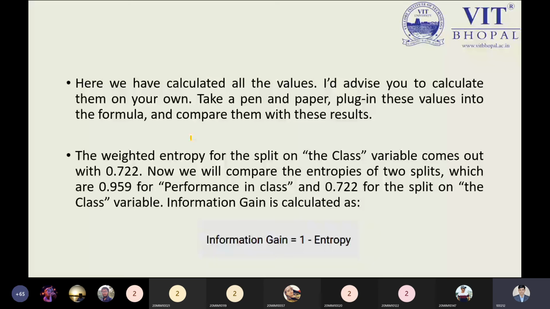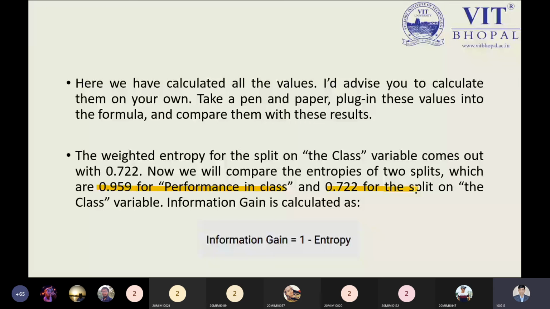Now, what is written over here? The weighted entropy for the split on the class variable comes out as 0.722. Now we will compare the entropy of these two splits, which is 0.959 for the performance in the class. You can easily check. This one we have already calculated, and this one we have seen. So the entropy we are getting is 0.722. Information gain is calculated as 1 minus entropy.